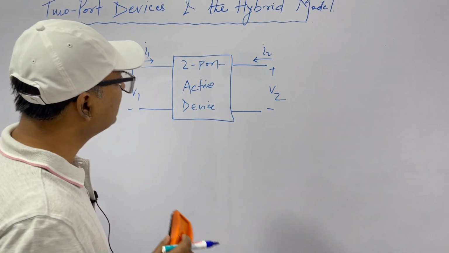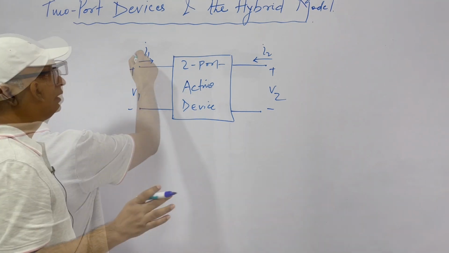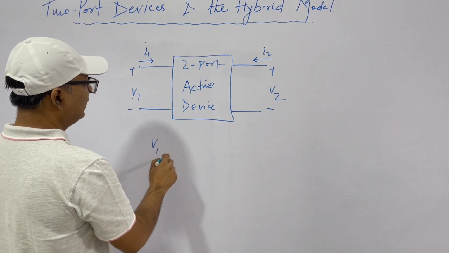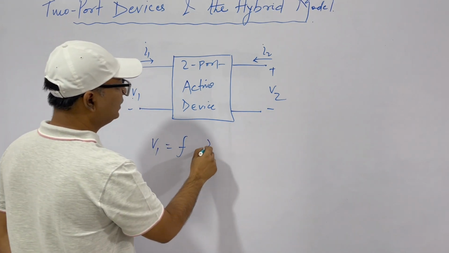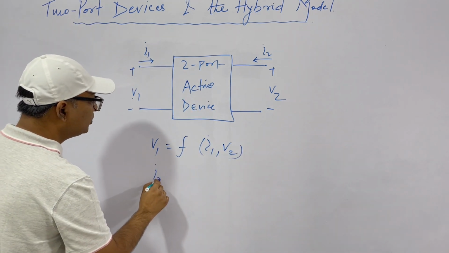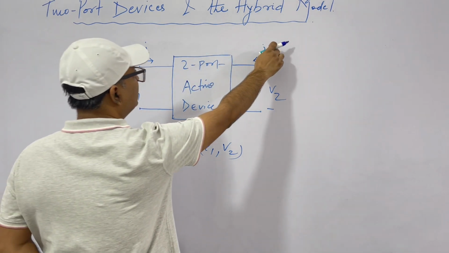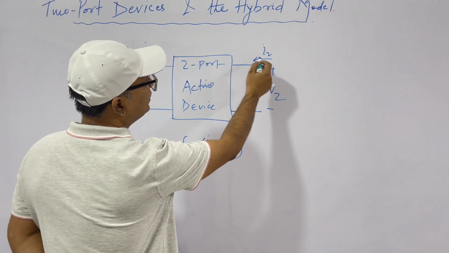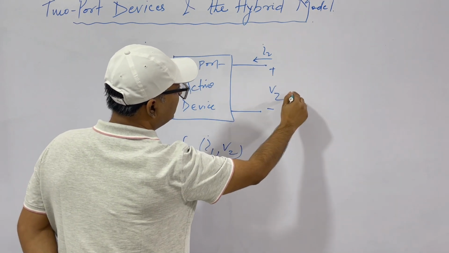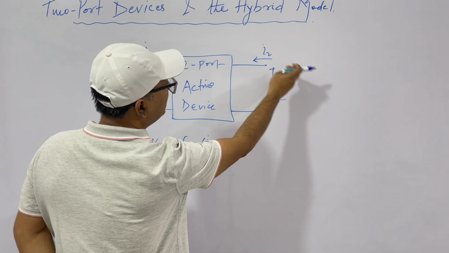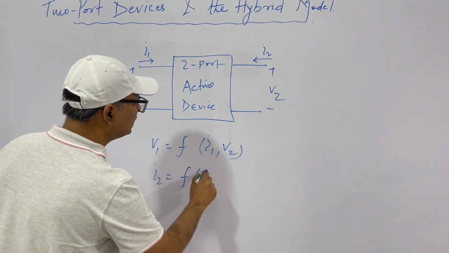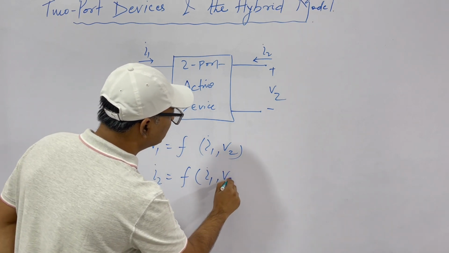So let's say this is our two-port active device. What we do? We take the voltage of the input side, that is V1, as a function of input current and output voltage. Similarly, we take the output current, and see the direction of current. This direction is taken positive. So if you have a load on this side, then the current will be this, and then I2 will be minus IL. So that is to be kept in mind. Now similarly, this is also a function of input current and output voltage.